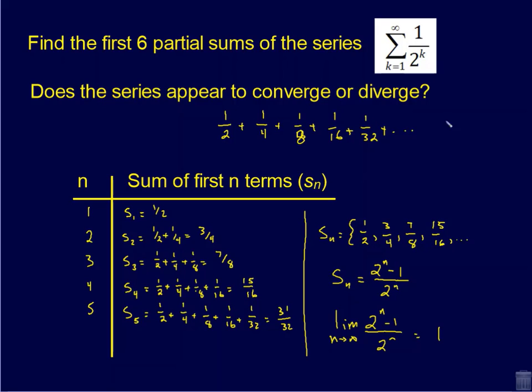And so in both of those first two examples, we would say the series, which is the sum of these numbers, converges because the sequence of partial sums converges.